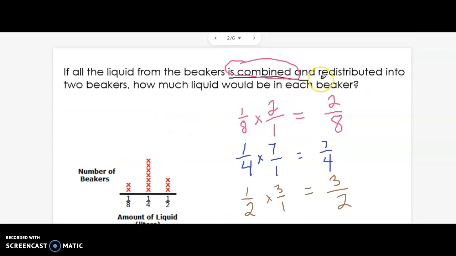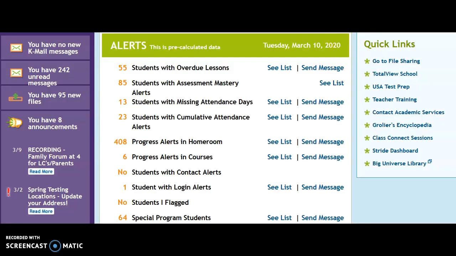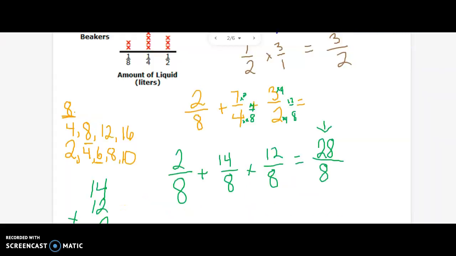But up here in my question, there's a second part. It says redistribute into 2 beakers. So I want to take my 28 over 8. Sorry, guys. Hold on a second. Let me pause. All right. Sorry about that.